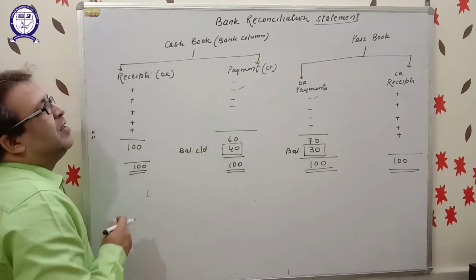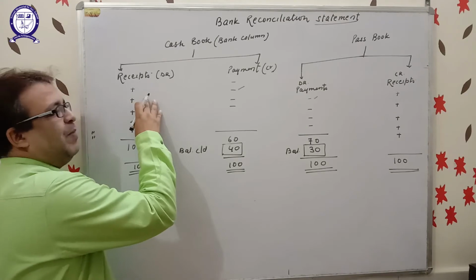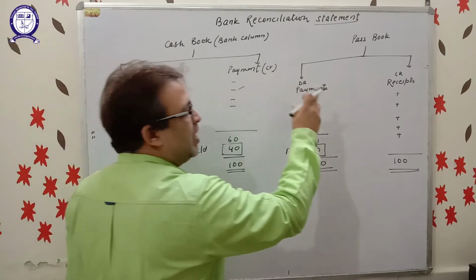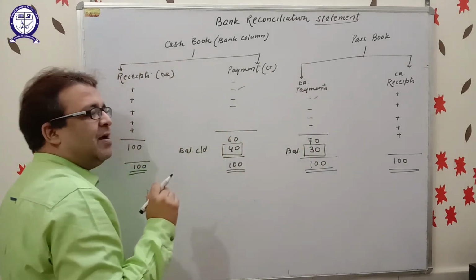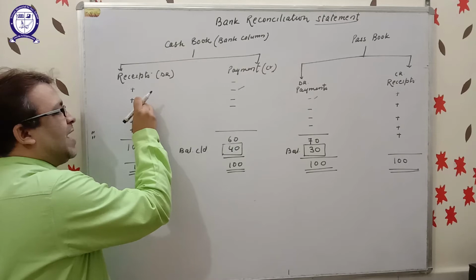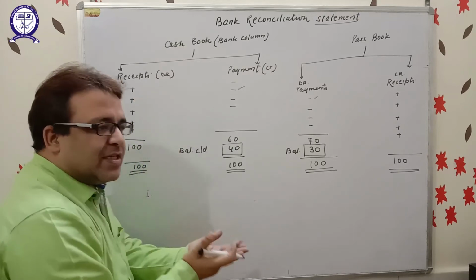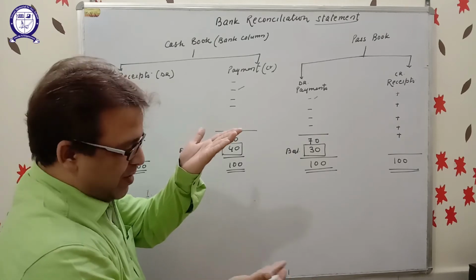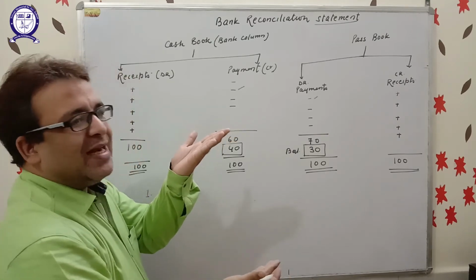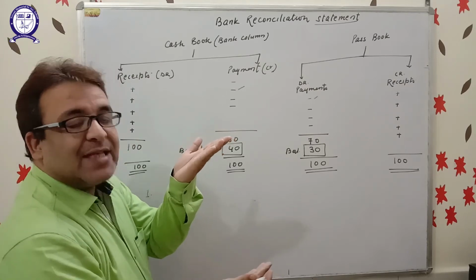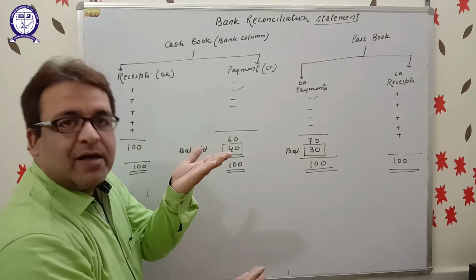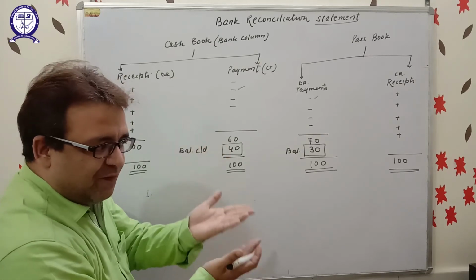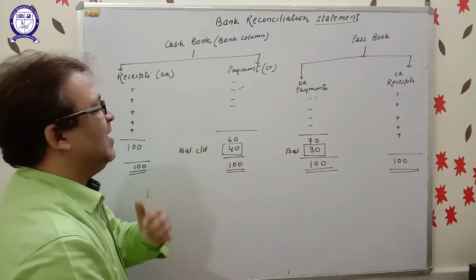Third point, checks deposited into the bank, or you can say checks sent to the bank for collection but dishonored by the bank. When we deposit a check in our bank account, we increase our cash book. So the cash book balance is increased, but on the other hand, the passbook balance is the same because the bank has not credited our account. That's why the passbook balance will remain the same. So there will be a difference between the cash book and passbook balance.